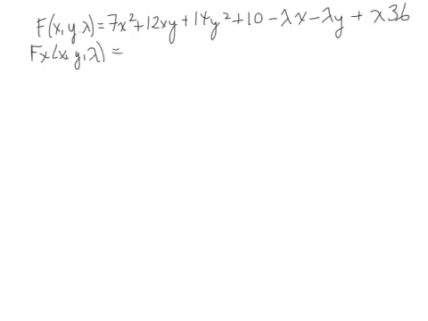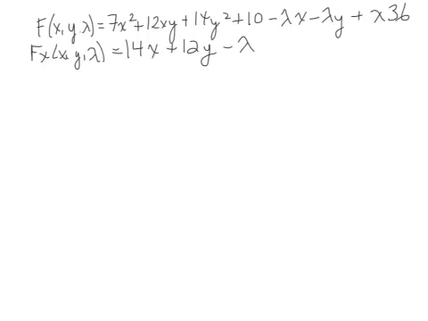And so remember, when we're taking partial derivatives, we are taking the derivative with respect to one of the variables, and we're considering the other variables as constants. So we're only looking for terms with an x in them, or a combination of x and another variable. The first term we have is 7x squared, so our derivative there will be 14x. We have 12xy, our derivative there will be 12y. And then negative lambda x, so we just have negative lambda.